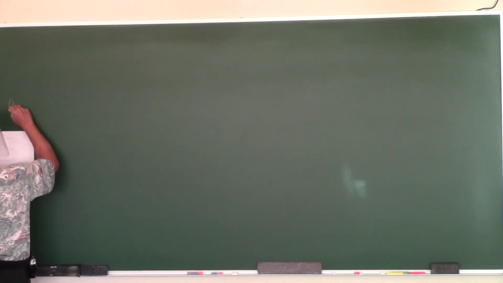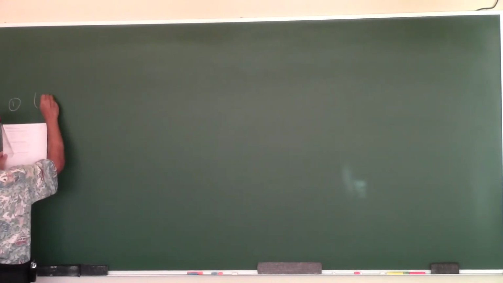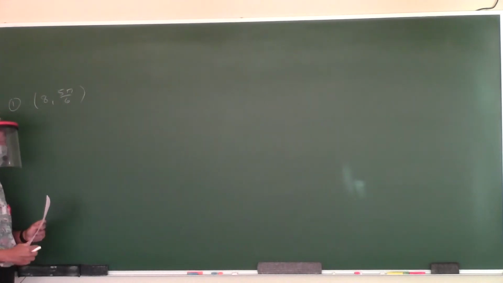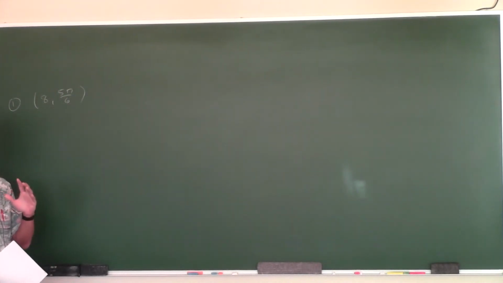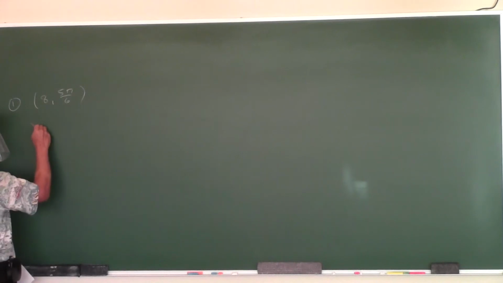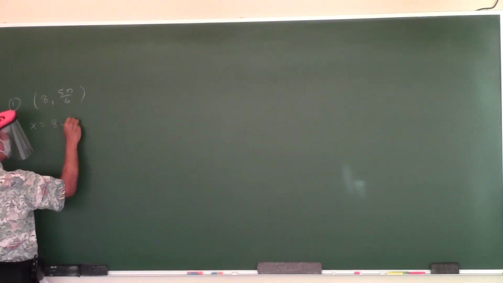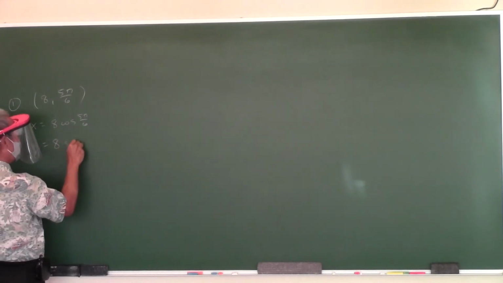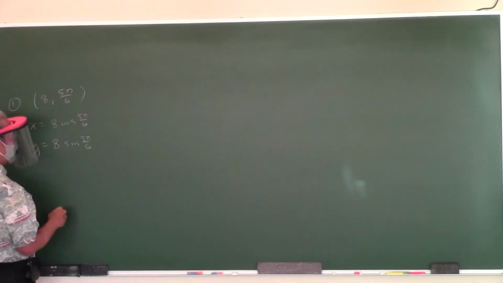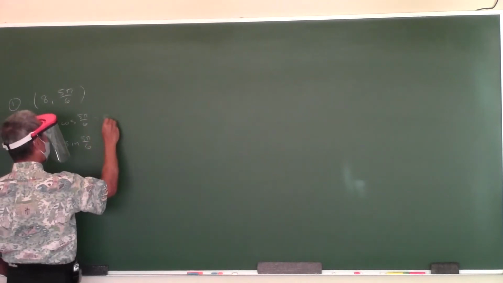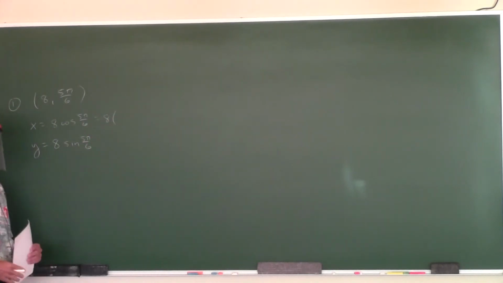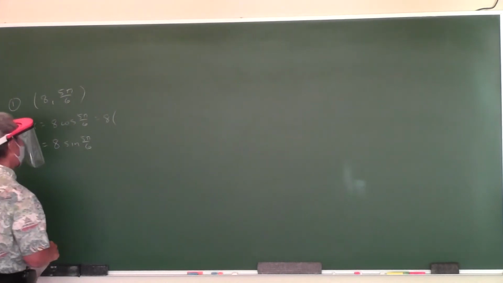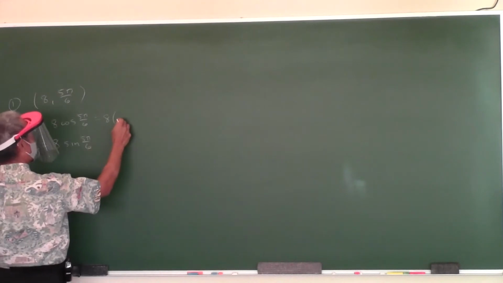Number 1, convert the polar point into rectangular coordinates. The easiest way to do this is to use the formula. Remember, x equals r cosine theta, y equals r sine theta. And then you just have to know your trig values, right? And yes, you still have to know your trig values and trig identities all the way until you finish your math career. Okay, cosine of 5 pi over 6.